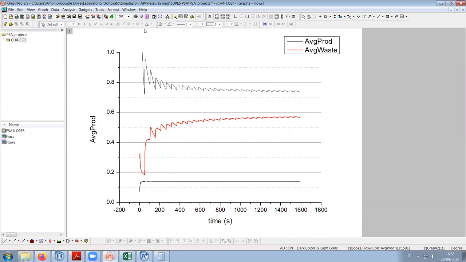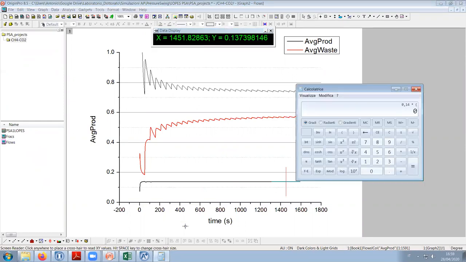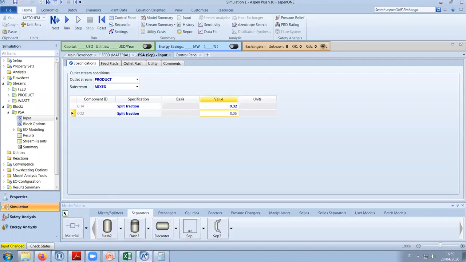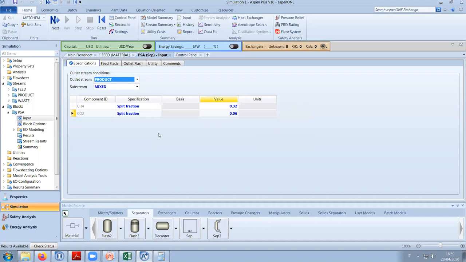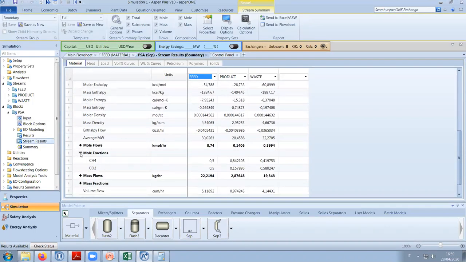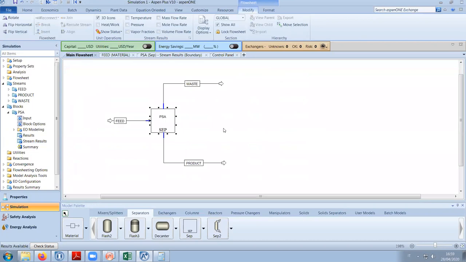Now we calculate the CO2 in the product. 0.06. Check the simulation results. We do find again our mole fractions and the mole flows. So this is a pretty simple way to introduce in an Aspen Plus flowsheet the results of an Aspen Adsorption PSA.